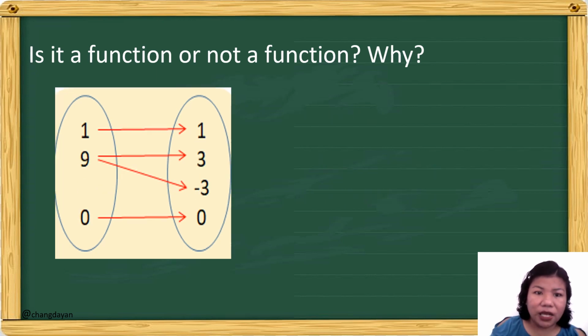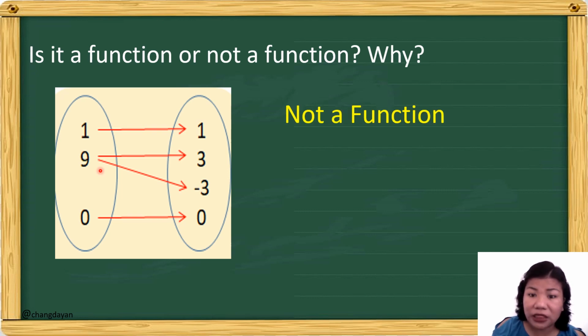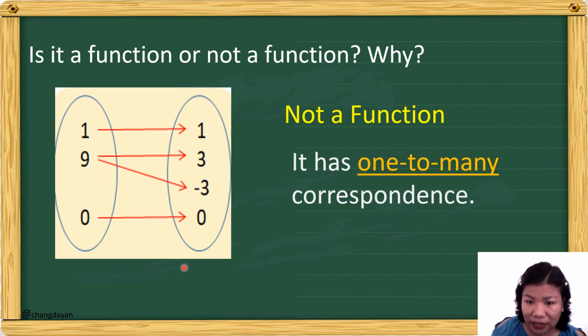Next, is it a function or not a function? So as you see, 1 corresponds to 1, 9 corresponds to 3, and 9 corresponds to negative 3. 0 corresponds to 0. So as you see here, 9 corresponds to 2 values in our y. Therefore, it is not a function. And it is a one-to-many correspondence. Because 9 corresponds to 2 values in our y or in output.